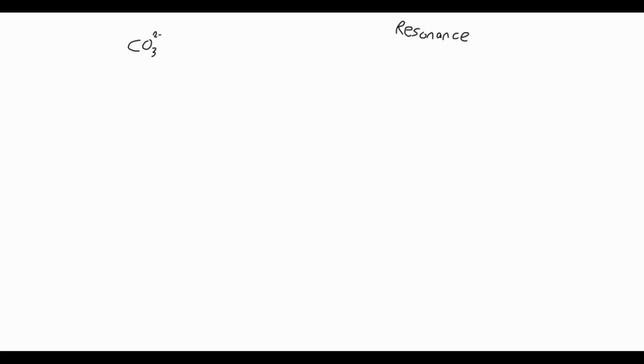To show what I mean, we can draw the Lewis structure for the carbonate anion, CO3 with a charge of 2-. If you need a little bit of review on drawing Lewis dot structures, you can go see my last video on the review of bonding. If we draw our Lewis dot structure, we have one carbon-oxygen bond that's a double bond, and the other two are single bonds. So this is a good resonance structure.